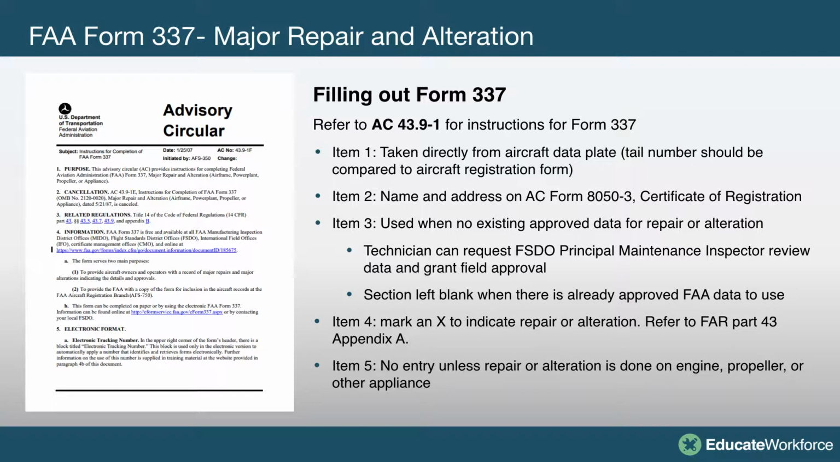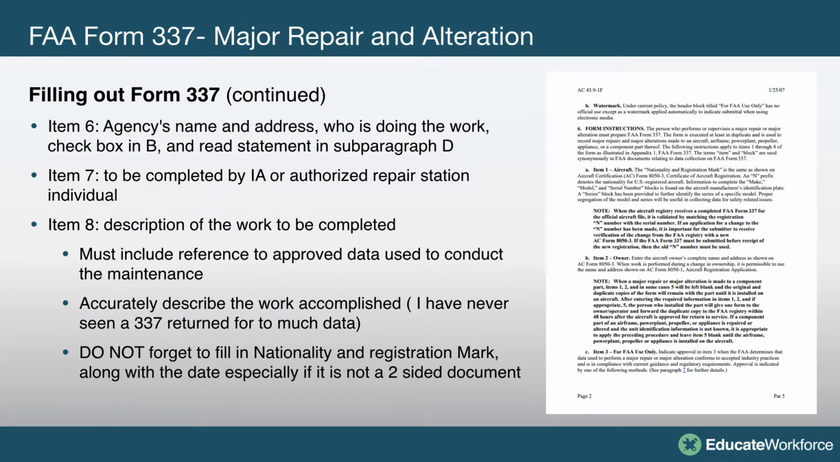Item 3, when there is no existing approved data for the repair or alteration, the technician can request the FSDO or Principal Maintenance Inspector review the data and grant field approval. Item 3 is left blank when there is already approved FAA data to use. Item 4, mark an X to indicate a repair or alteration. Refer to Part 43, Appendix A.